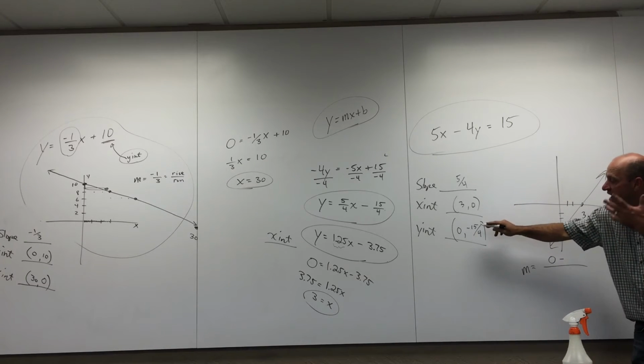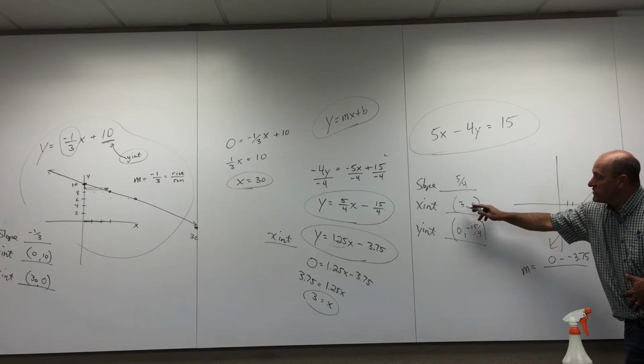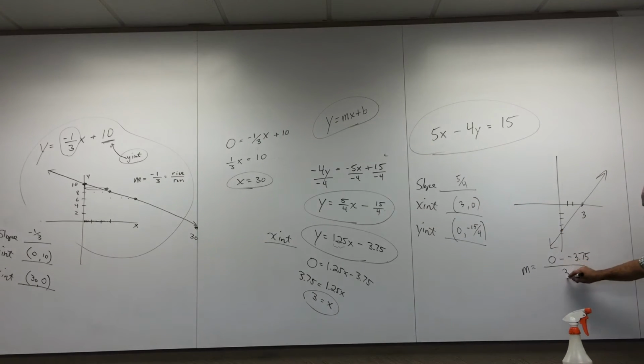0 minus negative 15/4. Or if you don't mind, I'm changing it to negative 3.75. Is that okay with you? I just changed that, I'm sorry, to a decimal. 0 minus that over X minus that. So 3 minus 0. So this is my slope, a positive 3.75 over a 3.